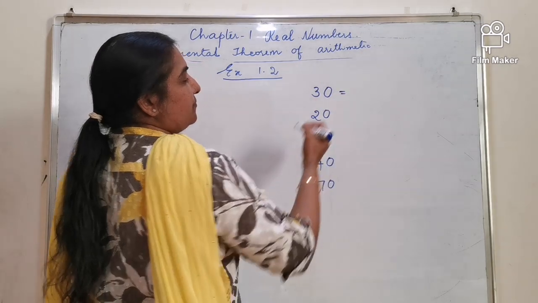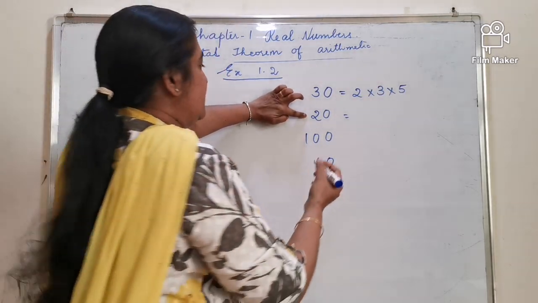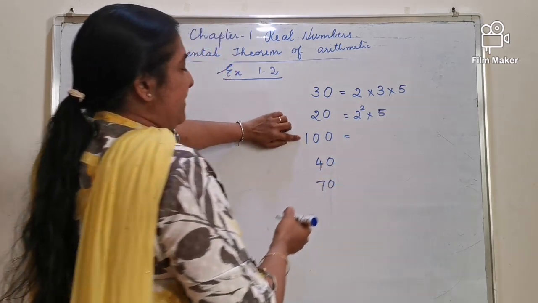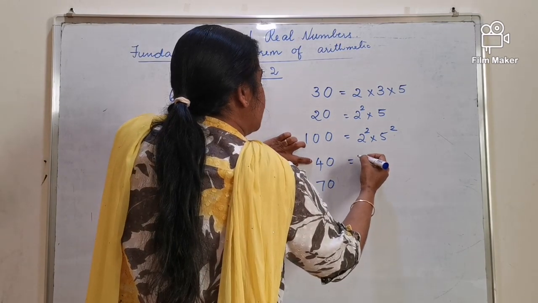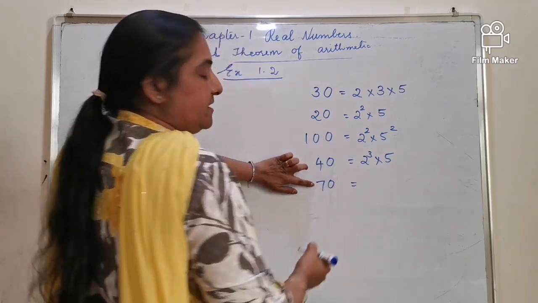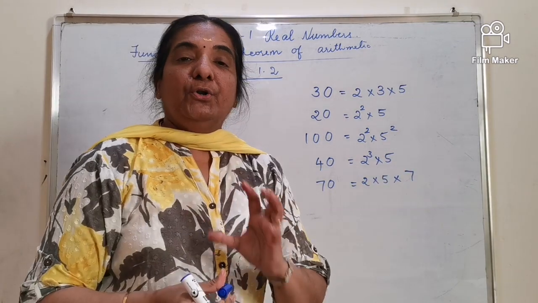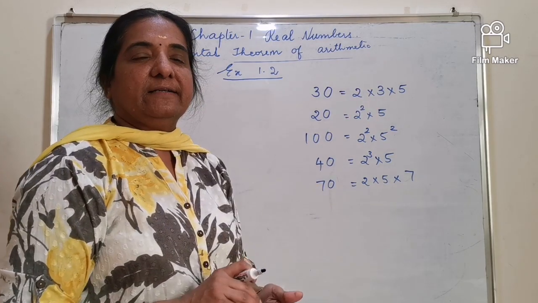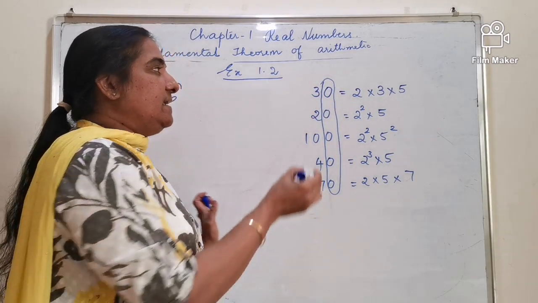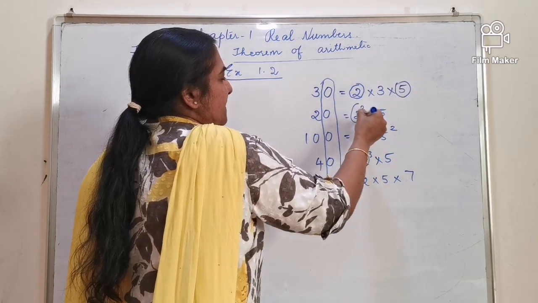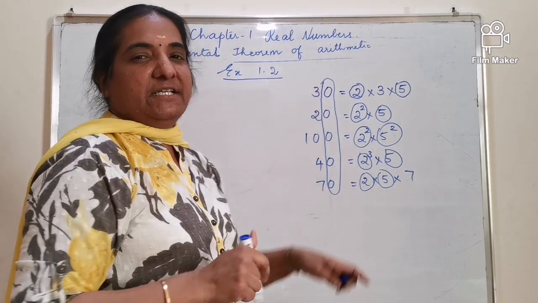The prime factors of 30 are 2 into 3 into 5. The prime factors of 20, 2 square into 5. The prime factor of 100, 2 square into 5 square. For 40, it is 2 cubed into 5. And the prime factor of 70, 2 into 5 into 7. What do you observe about the prime factors when the units digit is a 0 in all these numbers? You can see here the prime factors 2 and 5 are compulsory for the numbers ending with the digit 0.